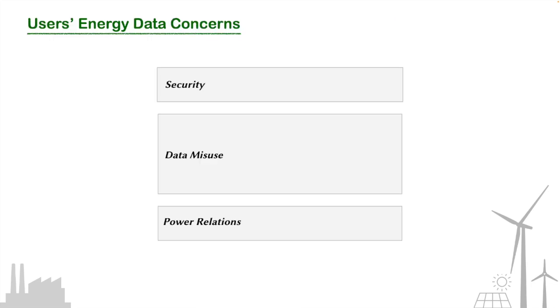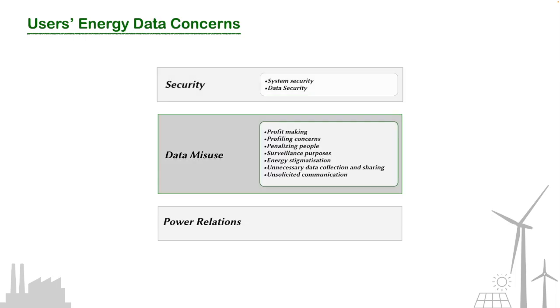Regarding users' concerns, we classify this into three main groups: security, data misuse, and power relations. Regarding security, we found that participants were worried that these systems could be hacked, their data stolen, leaving them at risk. Others were concerned mainly about how their energy data can be misused.